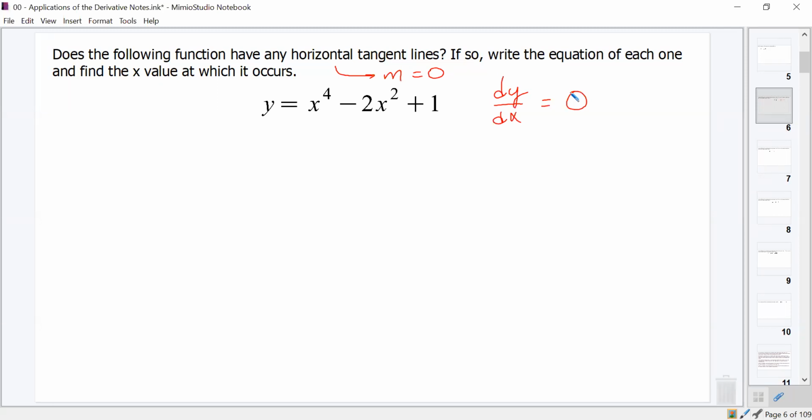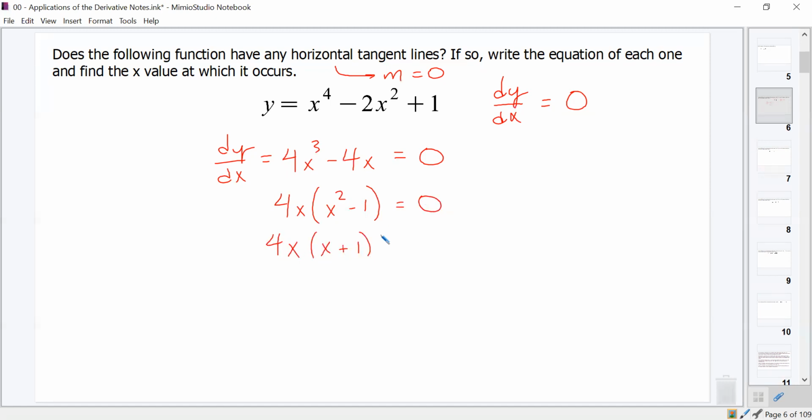So we'll start by taking the derivative of our first function, y equals x to the 4th minus 2x squared plus 1, giving us dy/dx equals 4x cubed minus 4x. We'll set that equal to 0, and then just factor and solve. Factor out the 4x, leaving you with 4x times (x squared minus 1) equals 0. And then you can finish factoring using a difference of squares. You get 3 different pieces: 4x times (x plus 1) times (x minus 1) is equal to 0.